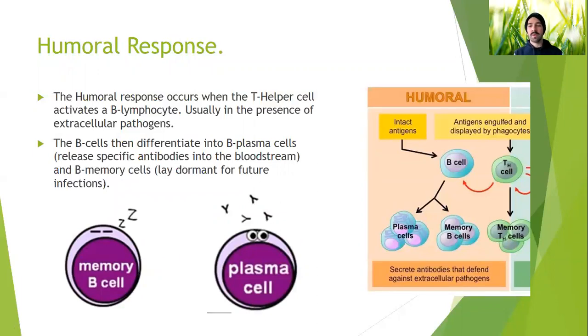So the humoral response is when a T helper cell, you can see here, is going to activate a B lymphocyte. Now this usually happens if it's been presented with an extracellular pathogen, something like a bacteria, let's say, okay? The B cell then differentiates, which means becomes different varieties of either B plasma cells or B memory cells. And the B plasma cells are the ones that make those antibodies that we release into the bloodstream. And these memory cells lay dormant for future infection, so they sort of remember it next time. So the humoral response is basically when a T helper cell will activate the B cell of the adaptive system.